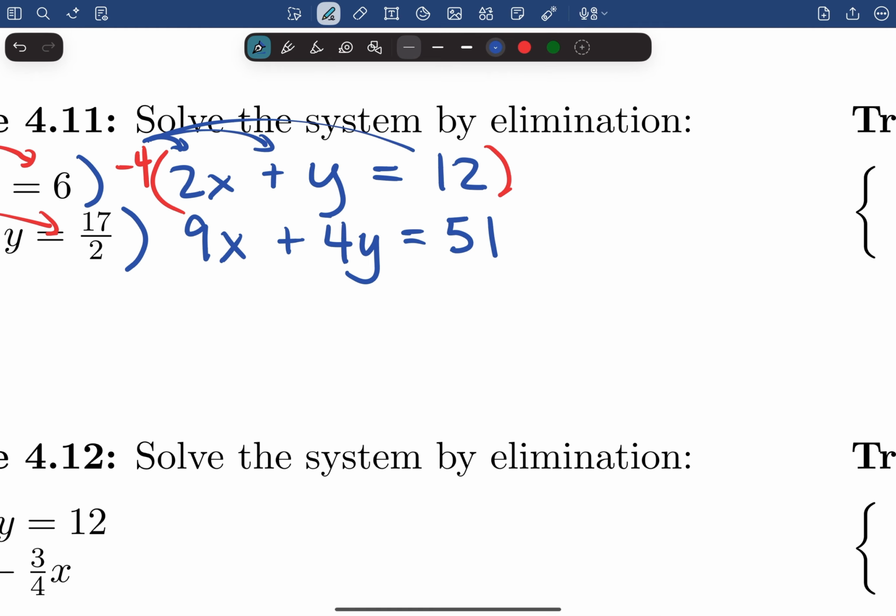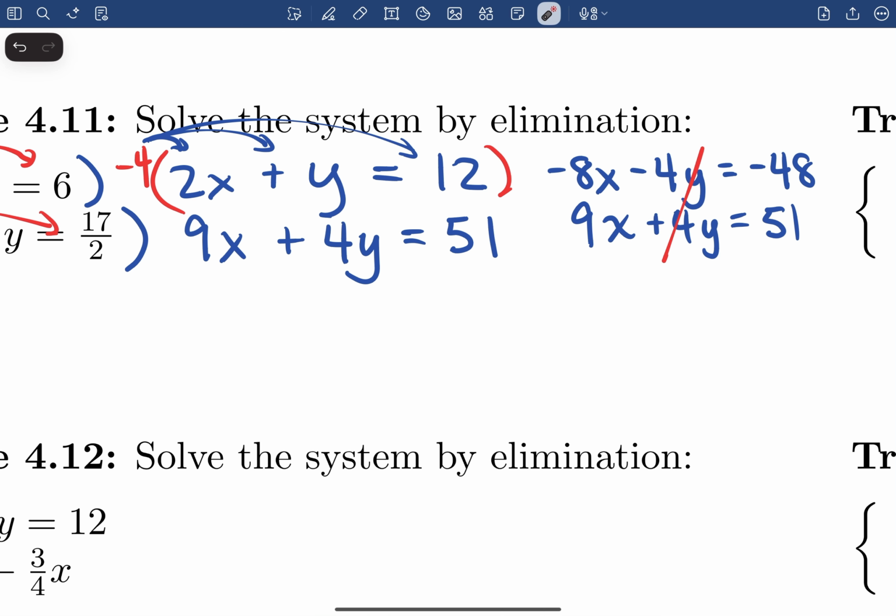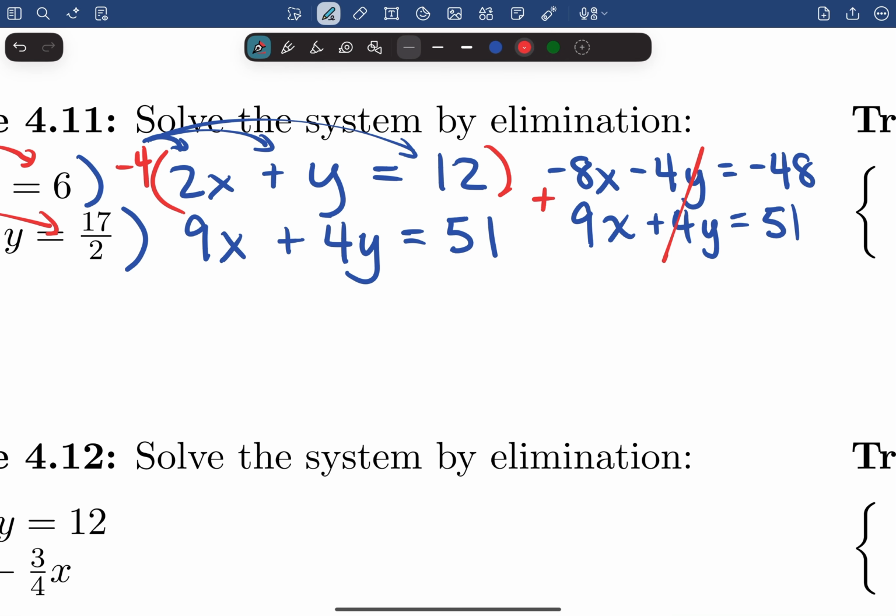distributing negative 4 into all three terms, and I get, well, negative 8x, and then minus 4y, and that equals negative 48. And then I rewrite the bottom equation. I didn't do anything to the bottom equation, I'm just rewriting it. And at this point, we are very happy because now the y variable cancels, and I get negative 8x plus 9x, right? I'm going to do stacked addition to this equation. That's the coolest thing ever.